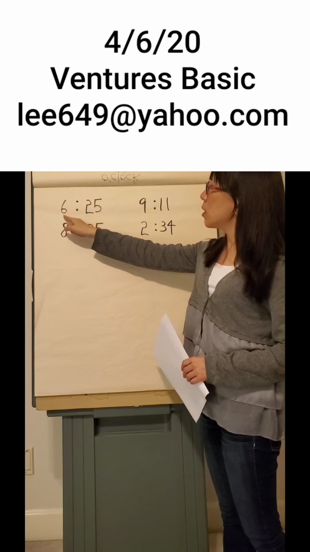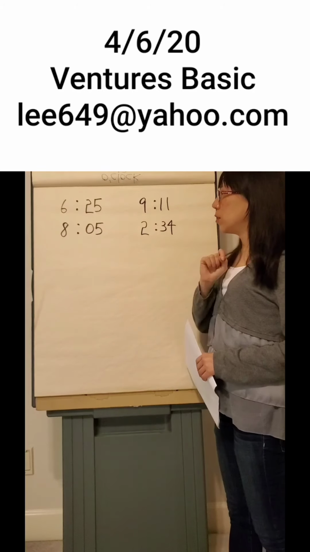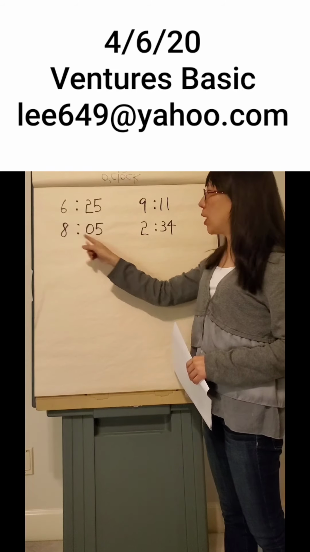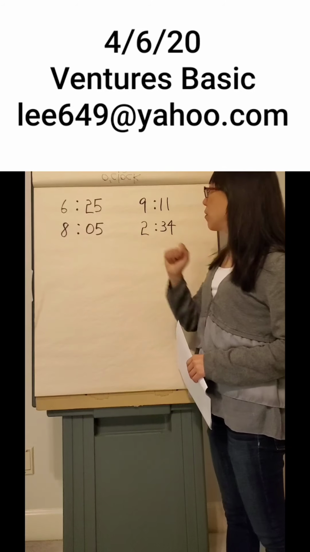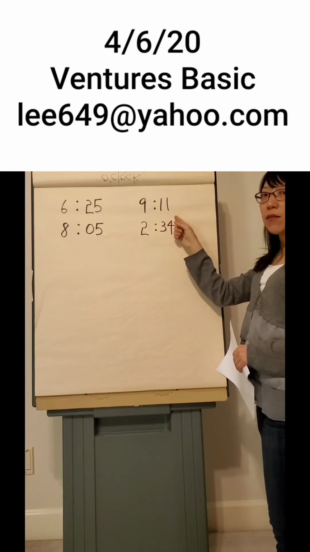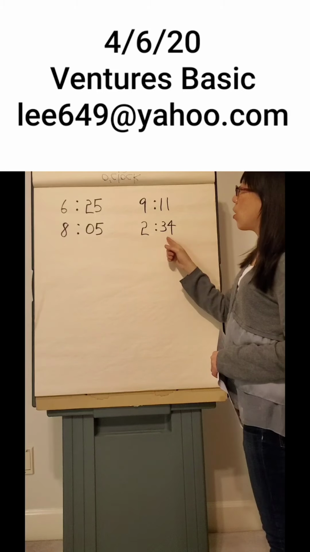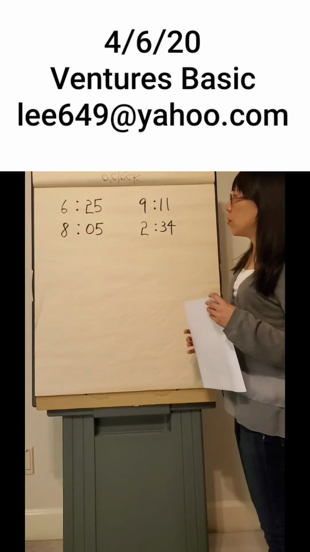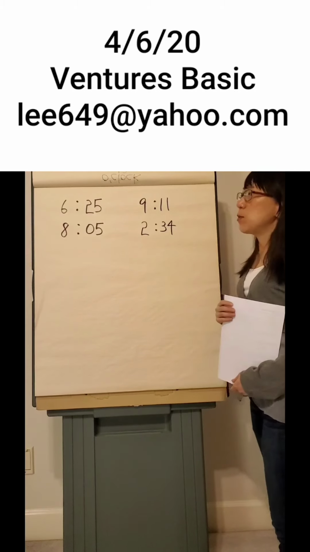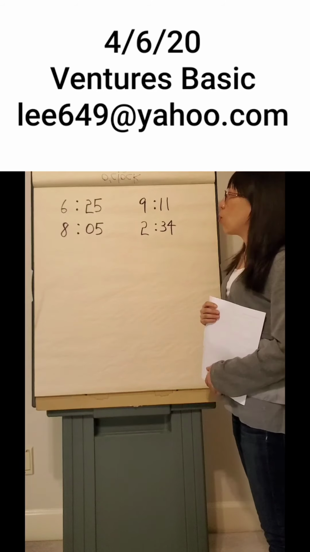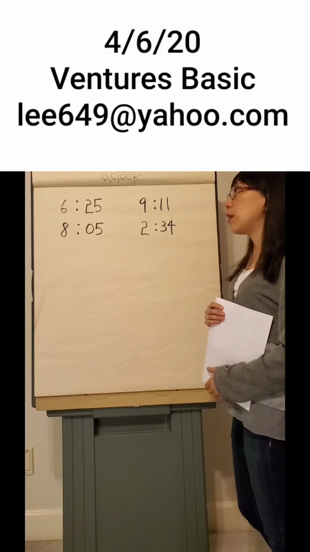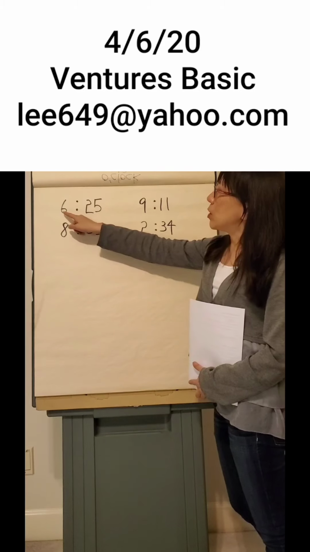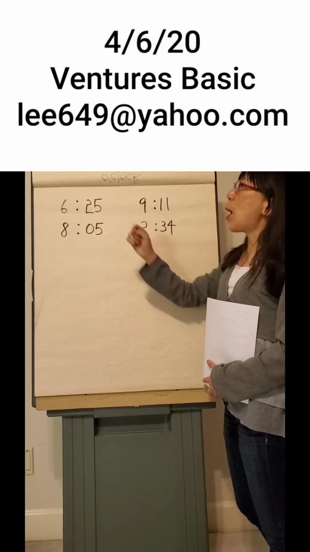So this would be 6:25, 8:05, we call it 8:05, 9:11, 2:34. This would be the easiest way to read time. Sometimes it's not very specific. If it's in the morning or if it's in the afternoon or the evening, that's when you use AM or PM. So you could say it's 6:25 AM.